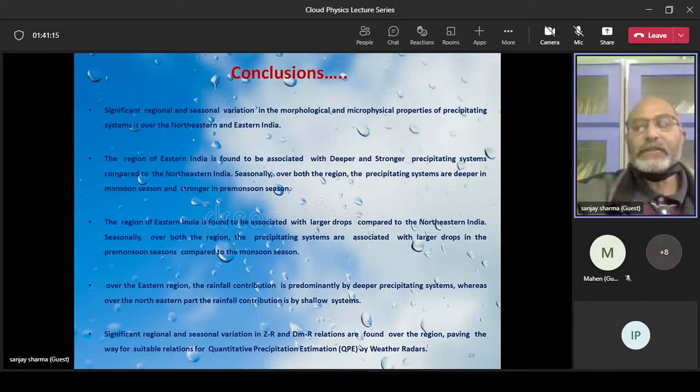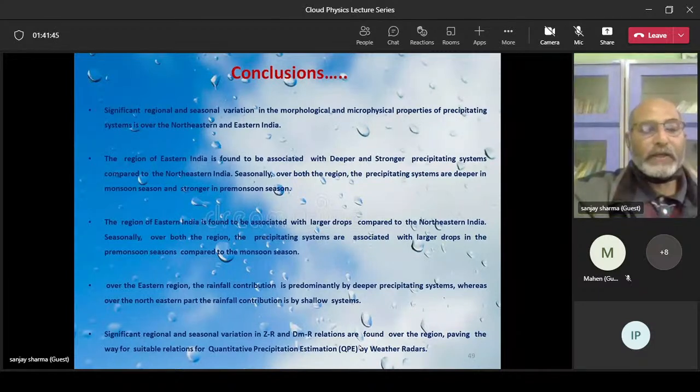This is important. The region of eastern India is found to be associated with larger drops compared to the northeastern India. Seasonally, over both the regions, the precipitating systems are associated with larger drops in the pre-monsoon season compared to the monsoon season. Over the eastern region, the rainfall contribution is predominantly by deeper precipitating systems, whereas over the northeastern part, the rainfall contribution is by shallow systems.